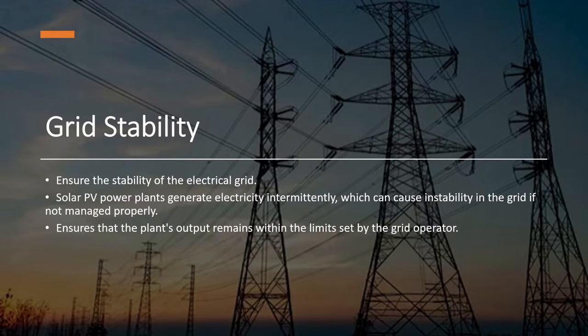Solar power plants generate electricity intermittently, which can cause instability to the grid if not managed properly. The grid controller ensures that the plant's output remains within the limits set by the grid operator, preventing voltage and frequency fluctuations that could lead to power outages or damages to electrical equipment.